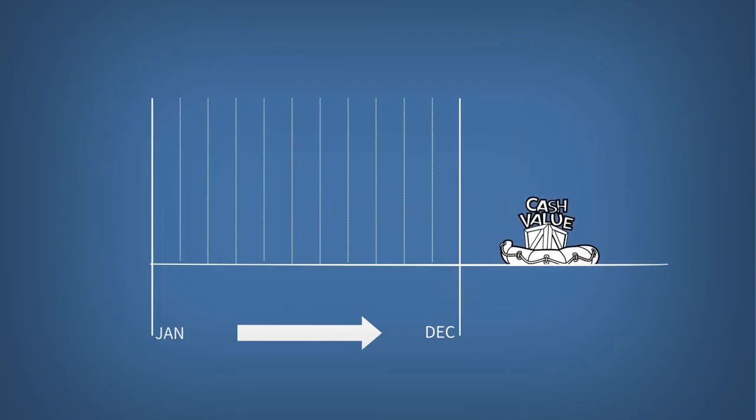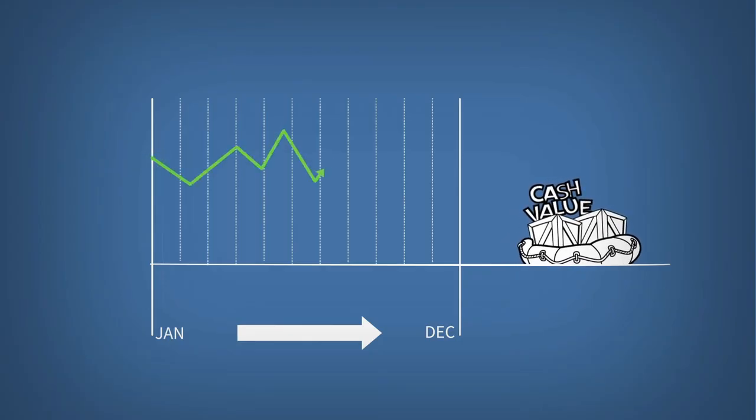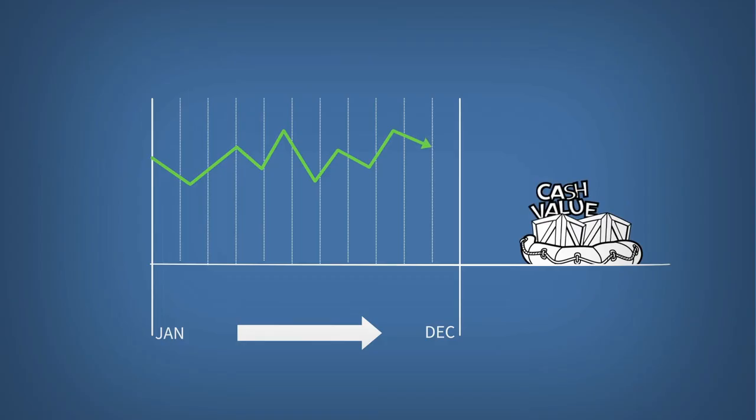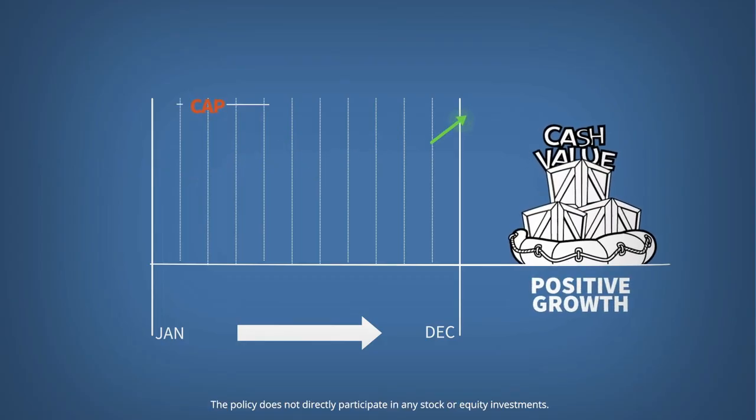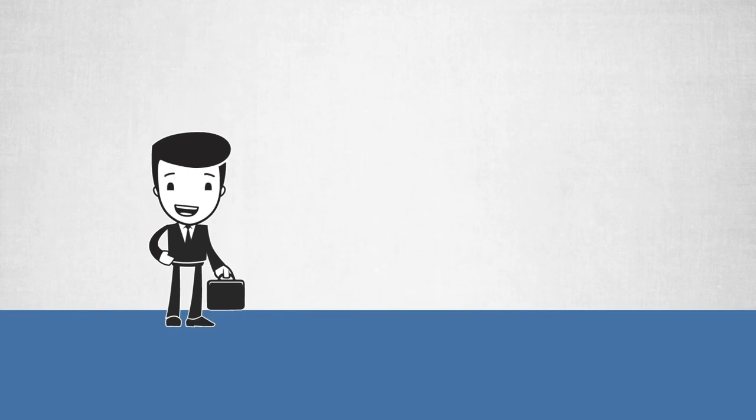If, however, the index closing price is higher than it was at the beginning of the segment term, the segment's value receives an interest credit based on the positive growth of the index up to the cap. Your financial professional can explain all this in more detail.